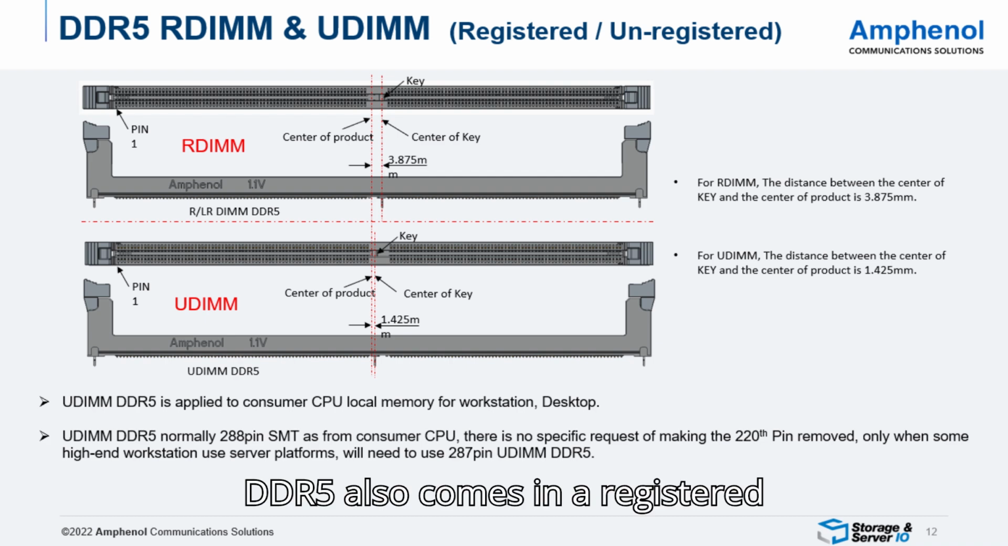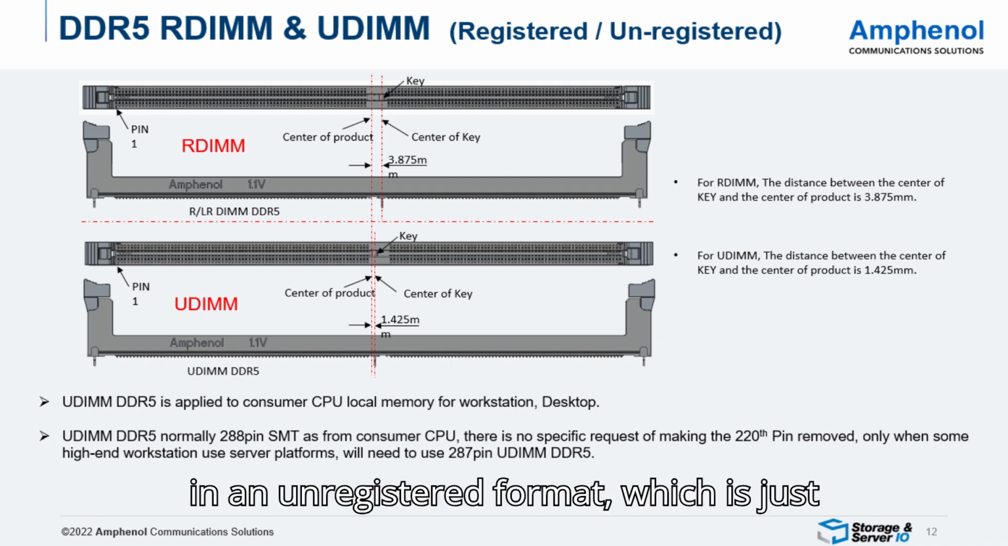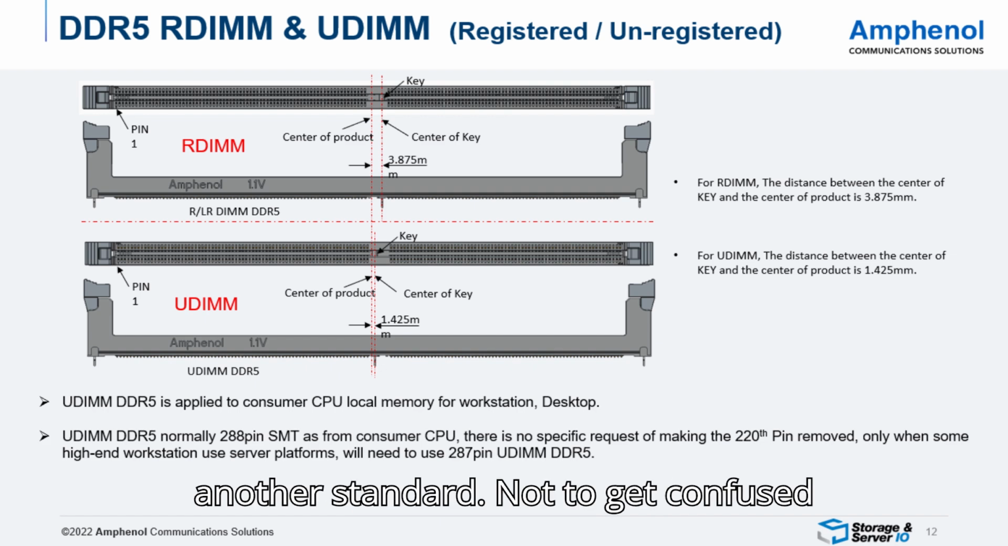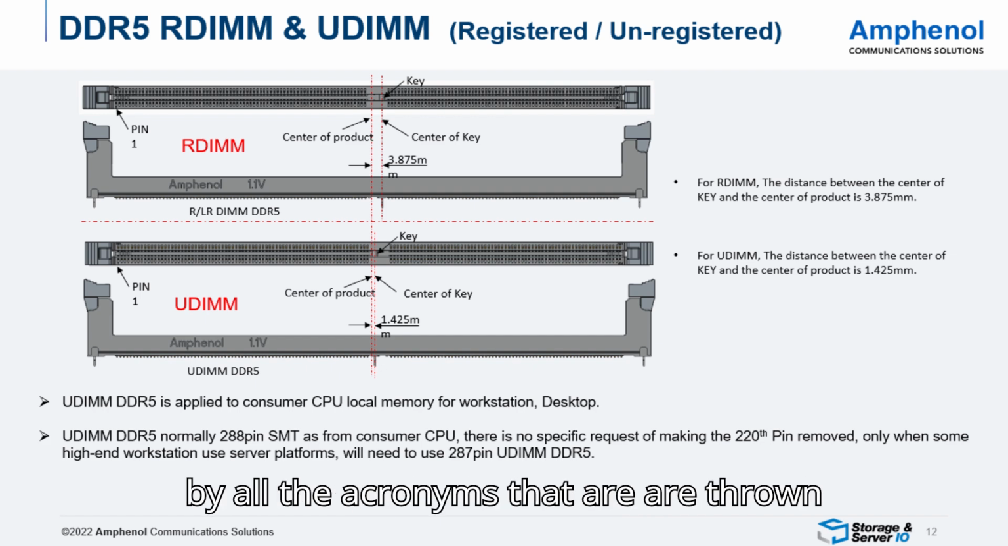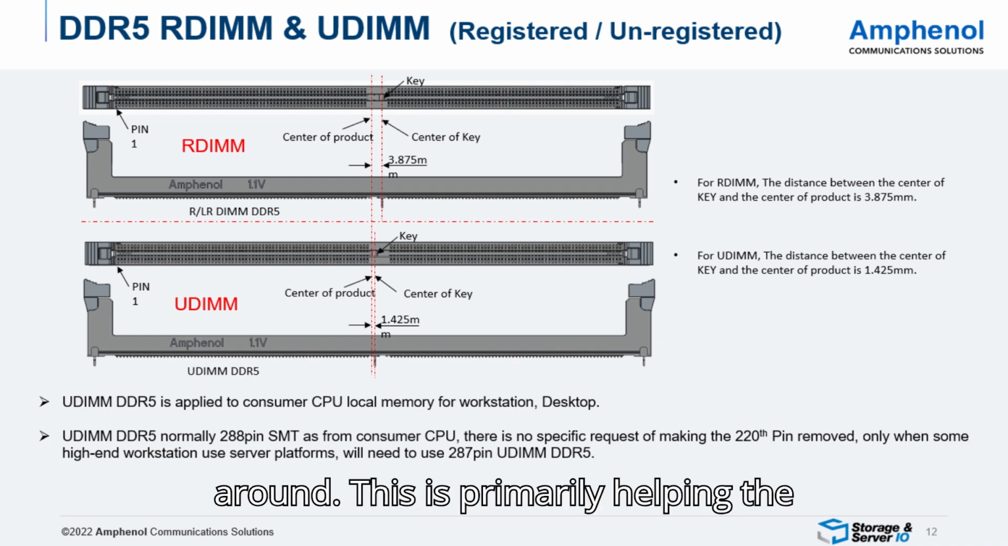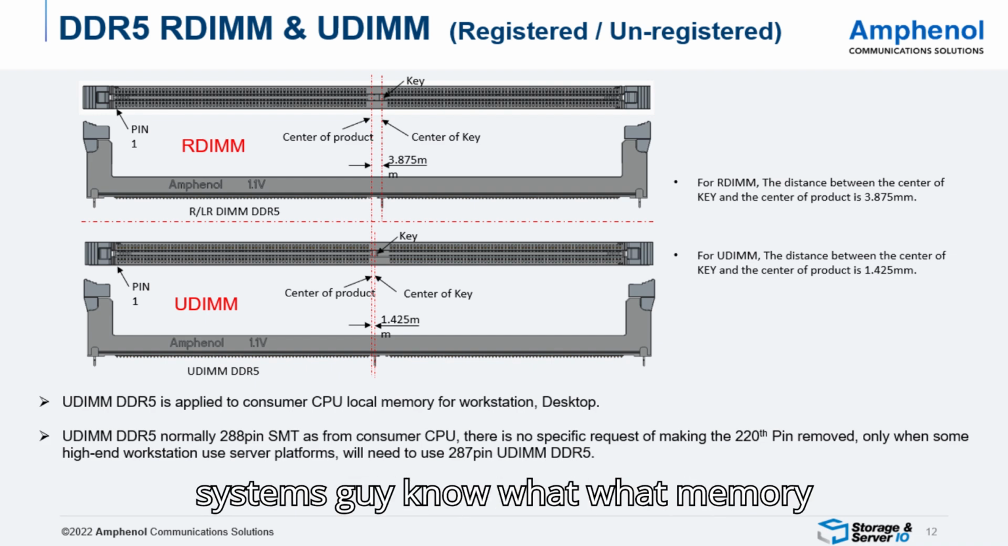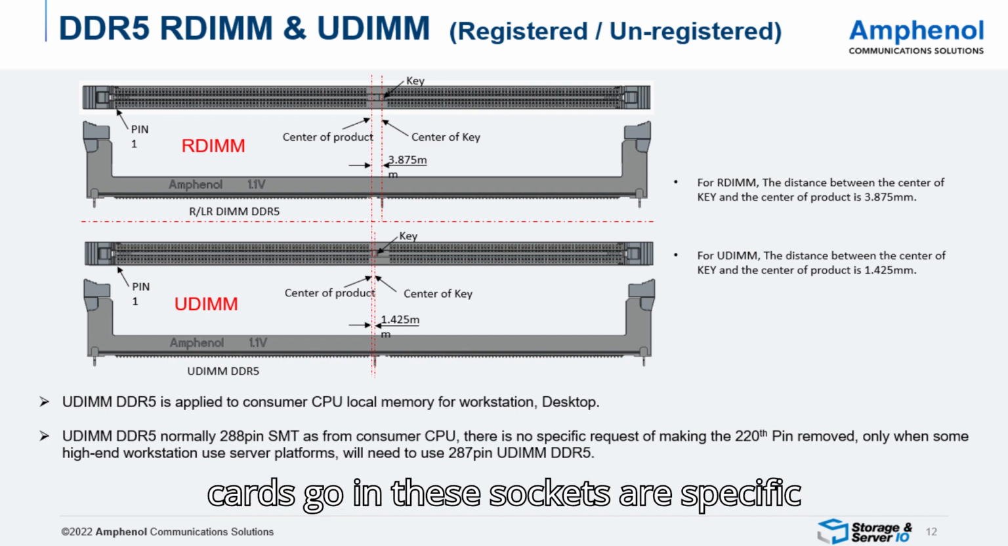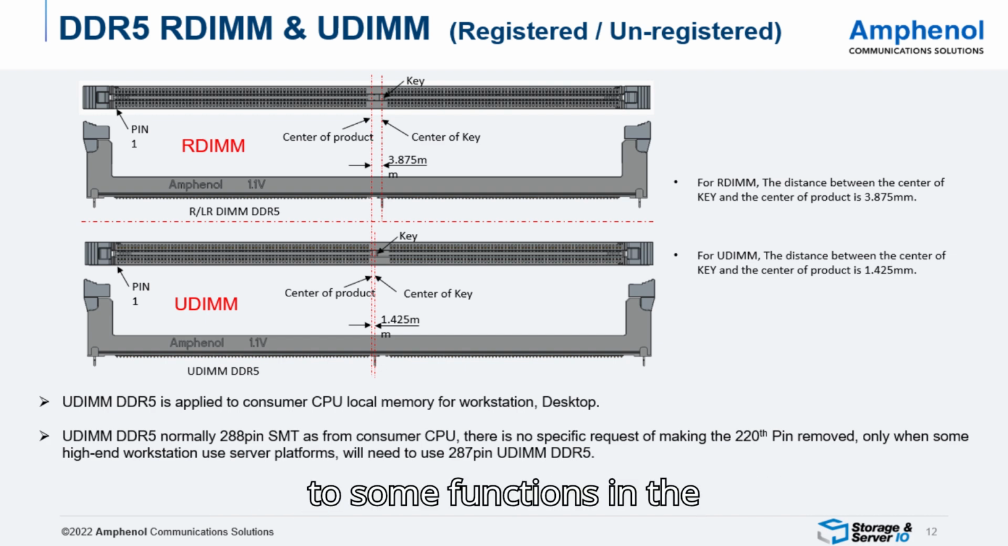DDR5 also comes in a registered and an unregistered format, which is just another standard, not to get confused by all the acronyms that are thrown around. This is primarily helping the systems guy know what memory cards go in these sockets, specific to some functions in the registered or unregistered application.